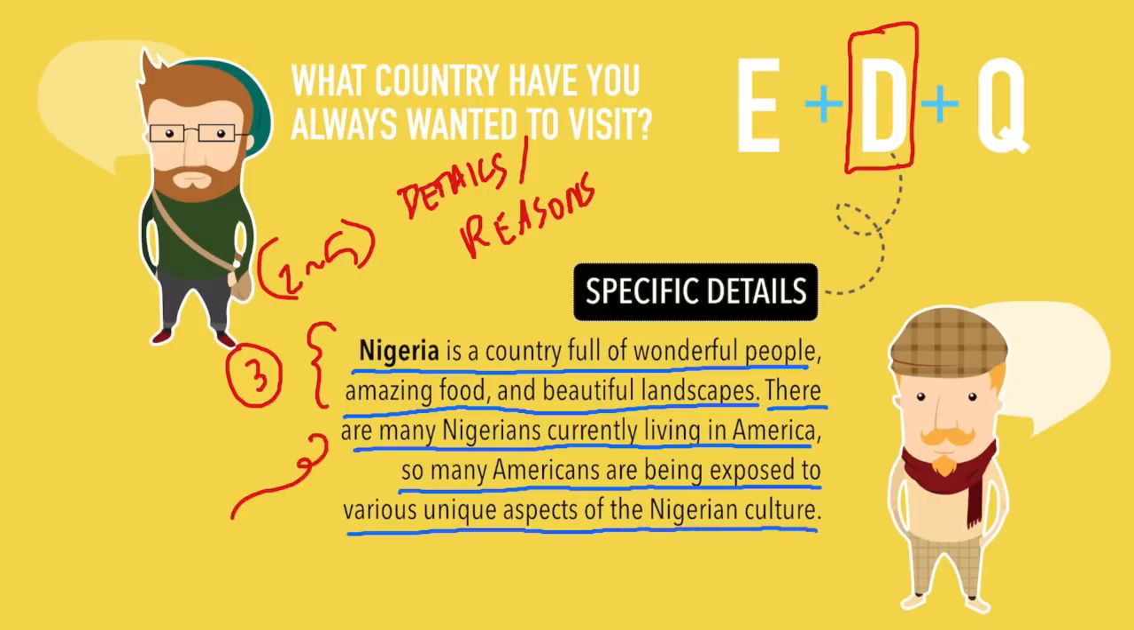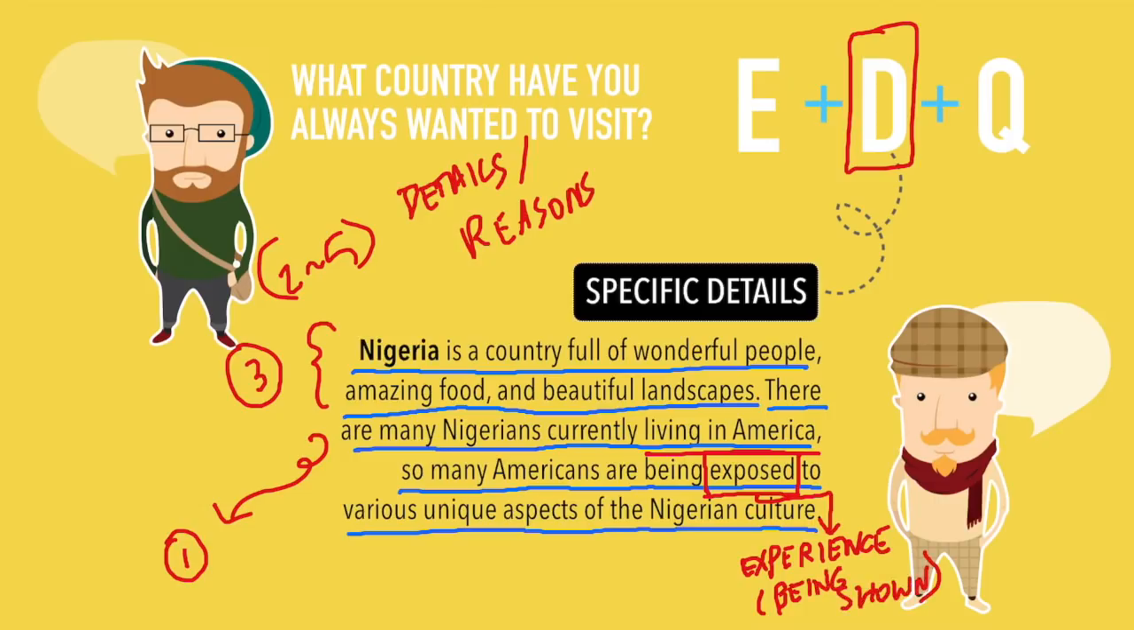We said that Nigerians, many of them, live in America currently, okay? So many Americans are being exposed. Exposed just means to be able to experience, okay? Experience firsthand, okay? Experience or being shown, okay? Being shown something. They're being shown the culture, okay? So again, letter D is taken care of.